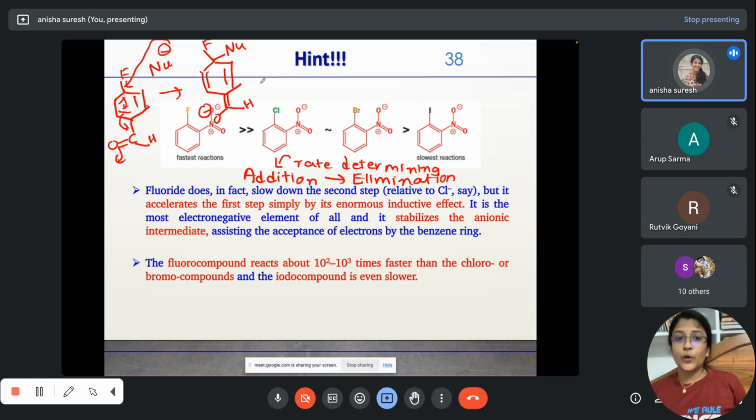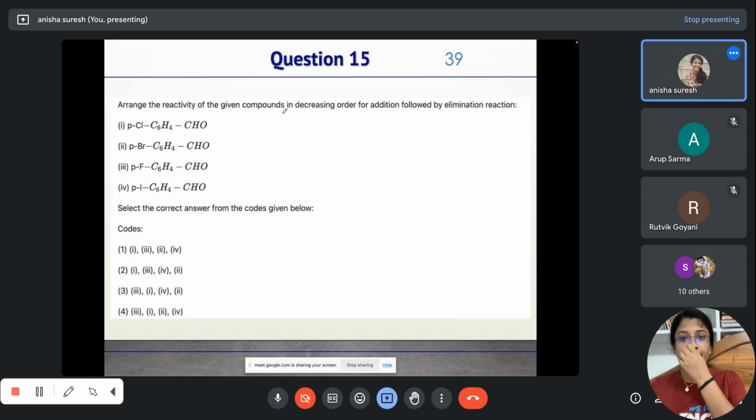If we consider the four intermediates that are present, the intermediate where the fluorine is present will be lower in energy. So we don't want to climb the hill more. That is why the rate of this reaction will be faster. So in case of reactivity, first will come fluorine, then comes chlorine, then comes bromine. Chlorine and bromine are approximately equal, and the least will be that of the iodine.